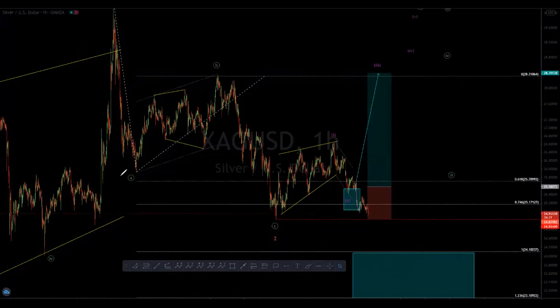Why was I looking at this as completed? Because I was looking at this as a one, two, three, and this as a four, and I was looking at this as a wave five. And you can see this wave five looks like it has 5 waves on its own. One, two, three, four, five. So this is why I was convinced that this move had ended.